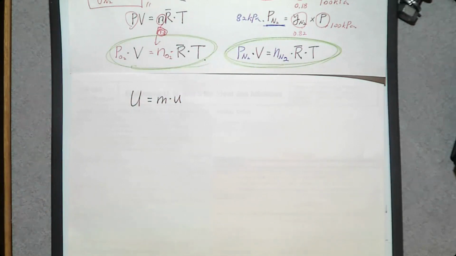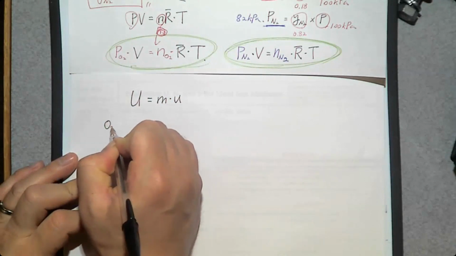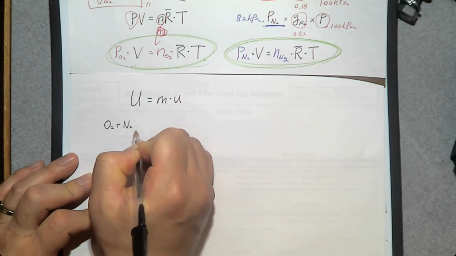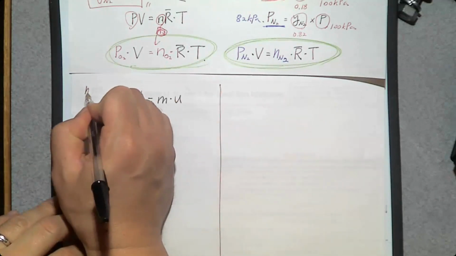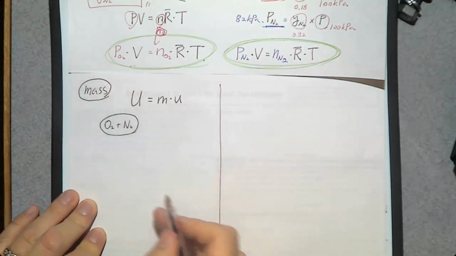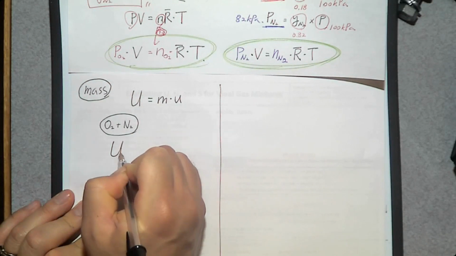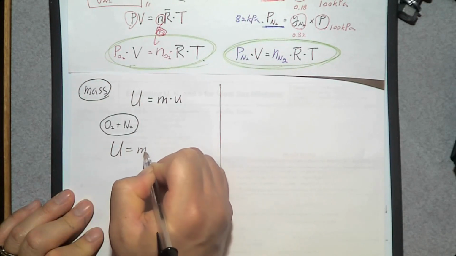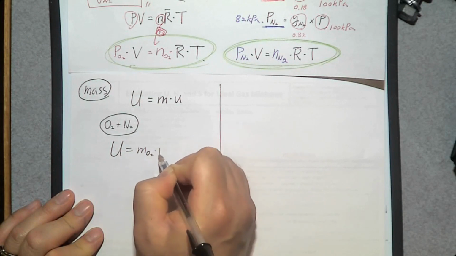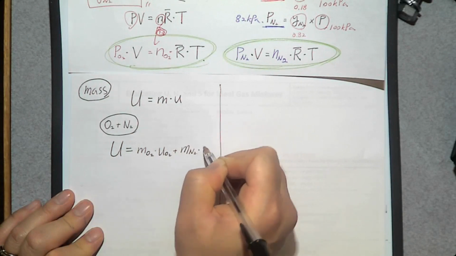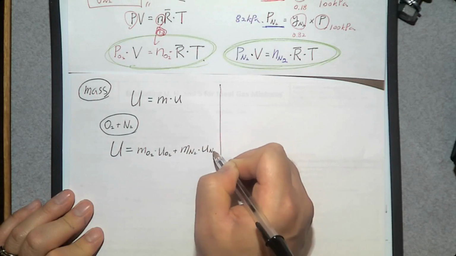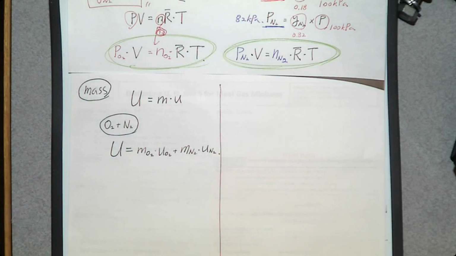Now we have a mixture. If you have a mixture of two, let's say oxygen and nitrogen, then this U can be determined in two different ways. One, on a mass basis. U, the mixture internal energy, can be determined by mass of oxygen times specific internal energy of oxygen plus mass of nitrogen times specific internal energy of nitrogen. So that's how we determine U.